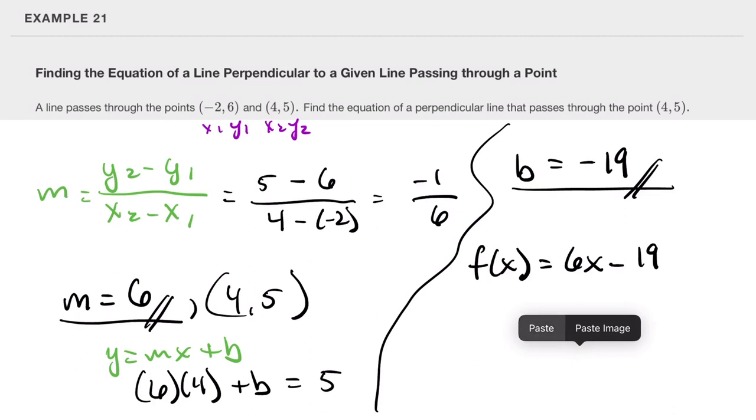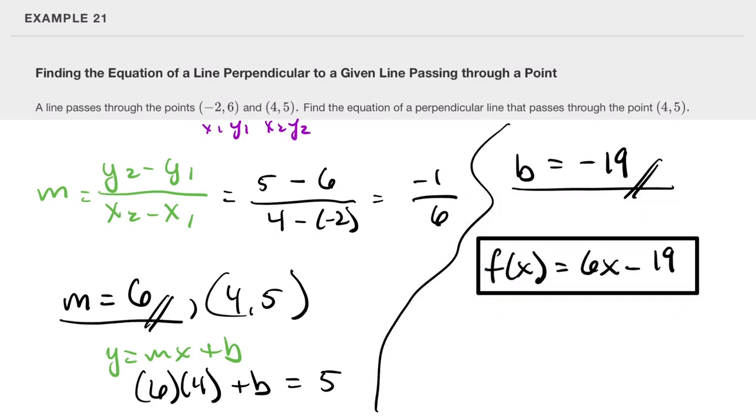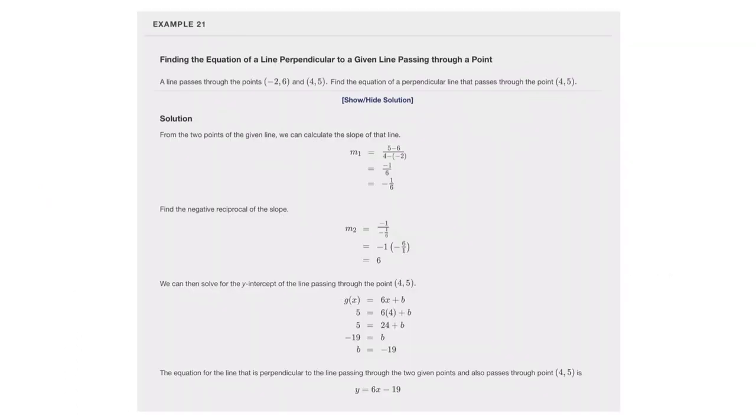Notice when x is 4, 24 minus 19 is 5. That's the desired result. I'm just going to move this a little bit. So we got 6x minus 19. You can see it there.